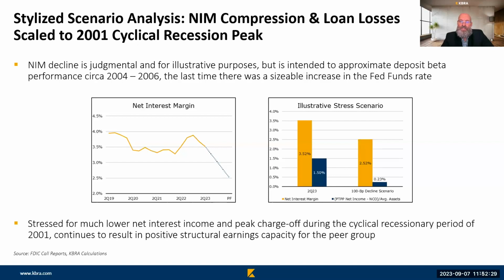And then we took the peak loss rate in the 2001 downturn, which was in 2003, of about 80 basis points. When you look at the illustrative stress scenario, in 2Q23 the net interest margin for these banks is 352, and the pre-tax, pre-provision, or structural, return on average assets is 150 basis points. If you look at our stress scenario of taking the margin down 100 basis points and using the net charge-off rate in 2002, again scaled to average assets, the coverage would be down to 23 basis points. So a lot lower under a pretty draconian net interest margin assumption, but still positive.